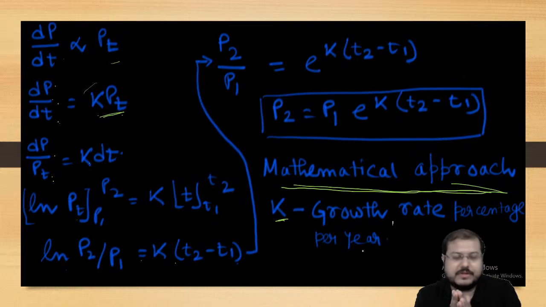So I am repeating once again, dP/dt is directly proportional to Pt, and dP/dt is equal to K into Pt. So dP by Pt is equal to K dt, where if you integrate, ln Pt from P1 to P2 will be K into T, T1 to T2. That means at time T1 population is P1, at time T2 population is P2. So eventually it will be ln P2 by P1 is equal to K into (T2 minus T1), where P2 by P1 is equal to e to the power K (T2 minus T1), where P2 is equal to P1 e to the power K (T2 minus T1).